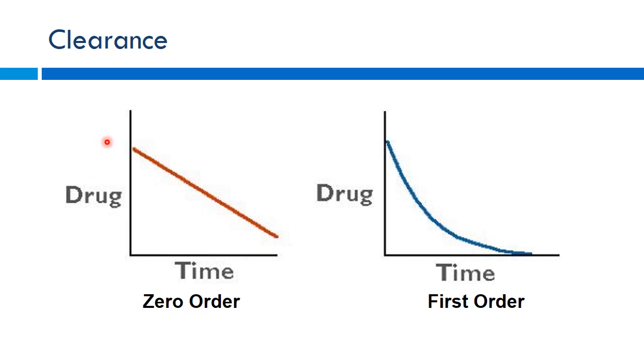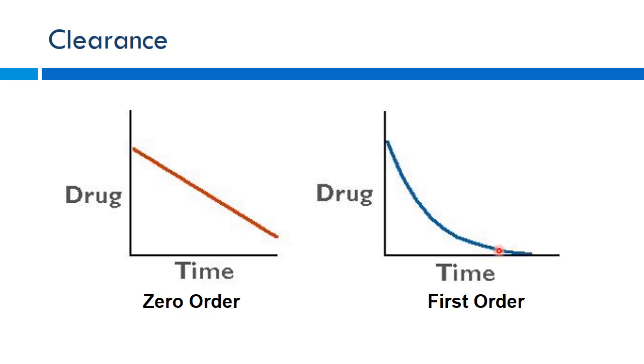Looking at the graphs of these, you can see drug concentration on the y-axis and time on the x-axis. For zero order kinetics, you would see the same amount of drug being metabolized per amount of time. Versus first order kinetics, where as I have a higher concentration, the same percentage is being metabolized per unit of time. It's just that the actual amount of drug being metabolized gets much larger, right? So a big chunk gets metabolized here, and we get less and less.